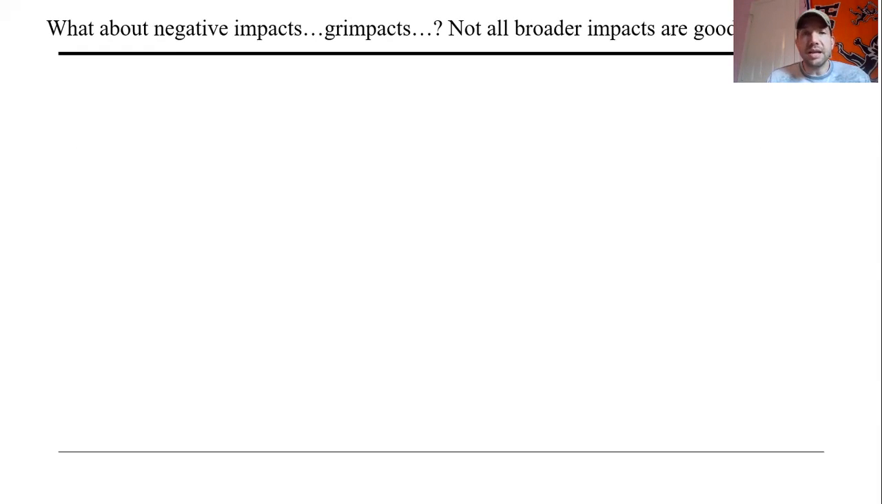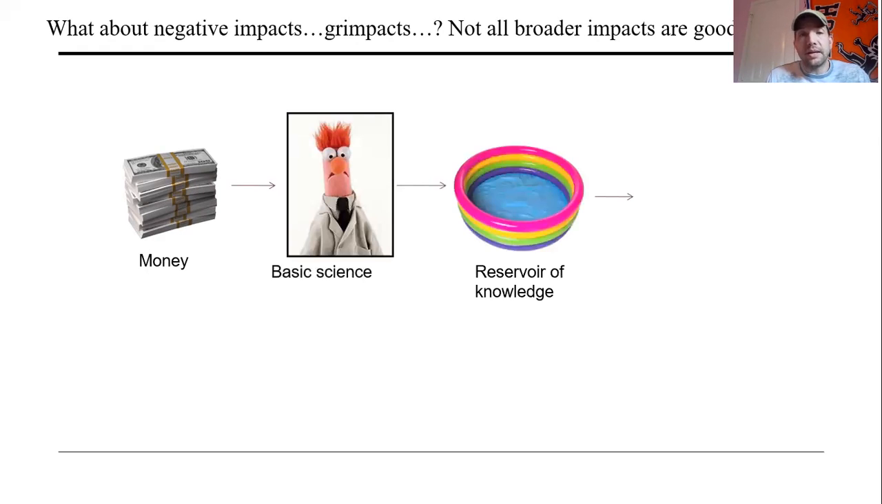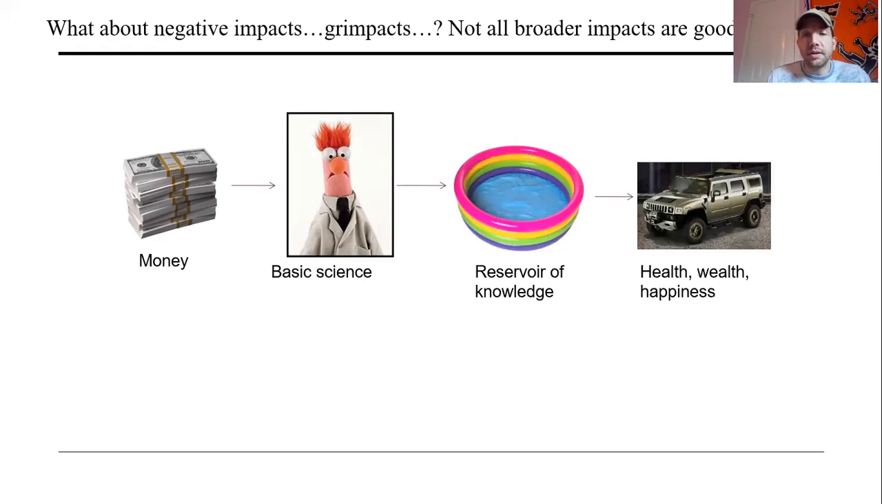So the claim in the linear model is that science will impact society positively, right? The first critique is, well, you don't tell us how that's actually going to happen. It's just sort of a shoulder shrugging, I don't know, let's let scientists do their thing, and then eventually we'll be better, right? Here's the other critique: well, what about bad things? So here's the linear model again: money, basic science, put in a reservoir of knowledge, you get good things.